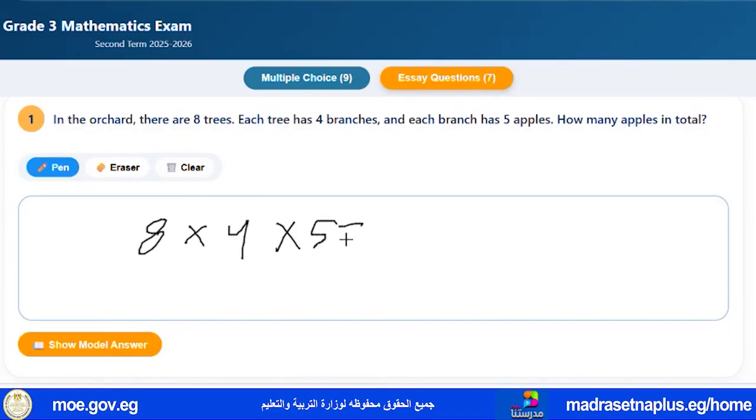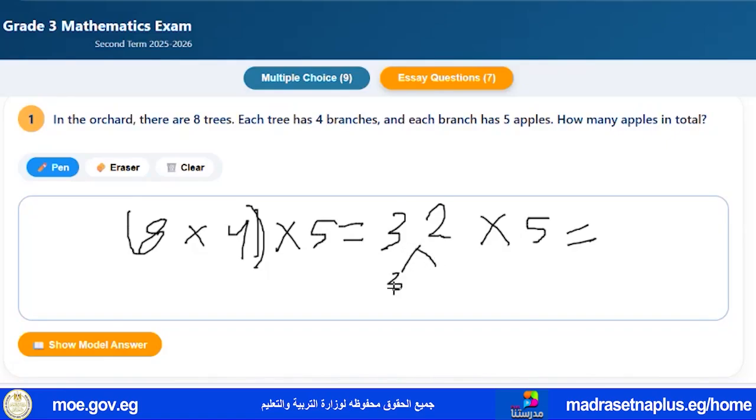I can answer it by using the distributive property. The easiest one, I can say 8 times 4 times 5. 8 times 4 will be 32, times 5. It's easy to use the distributive property. 32 means what? 30 and 2. So 30 times 5 will be 150. 2 times 5 will be 10. So the answer is 160. This is the first way.